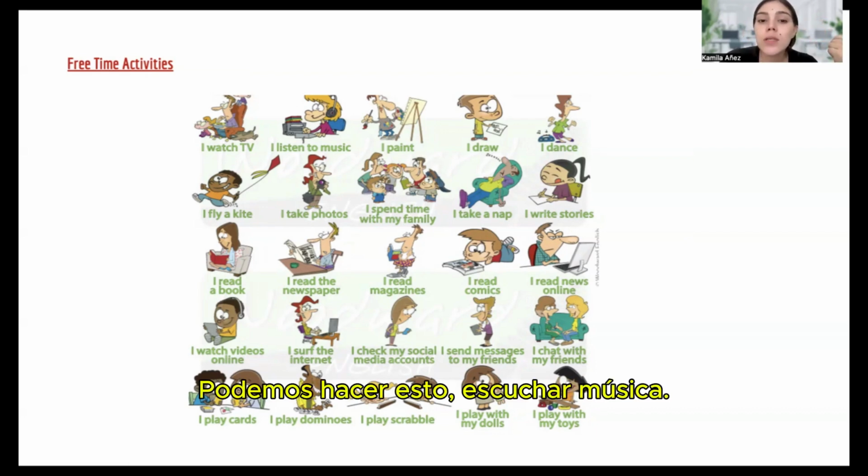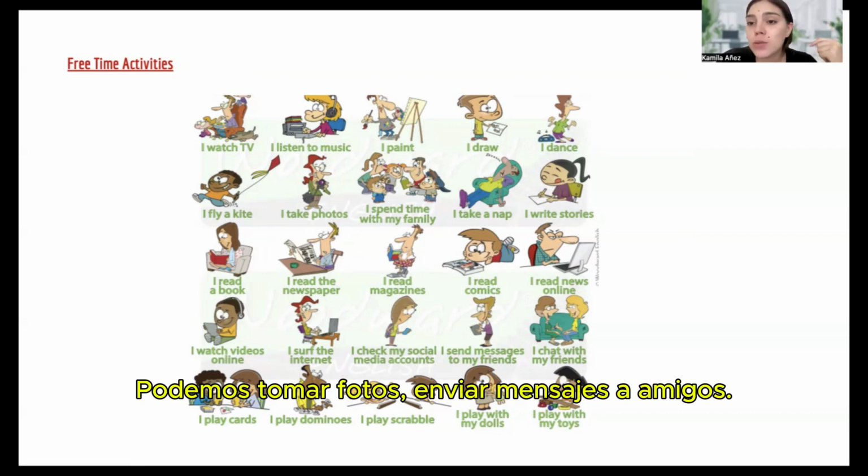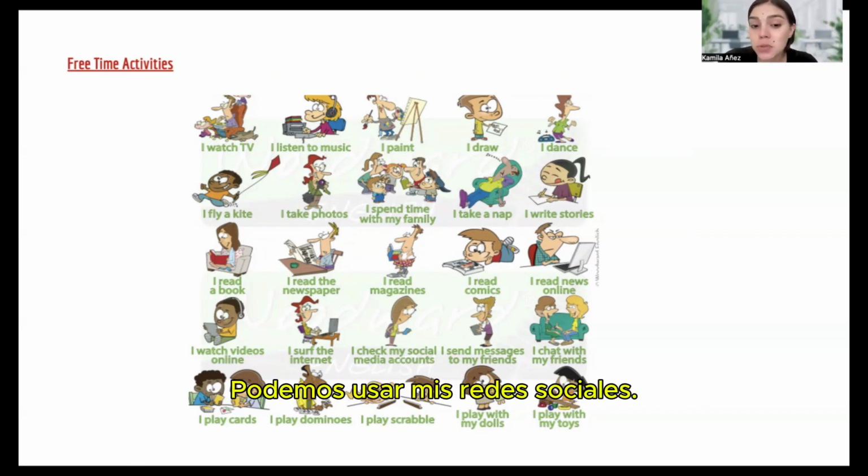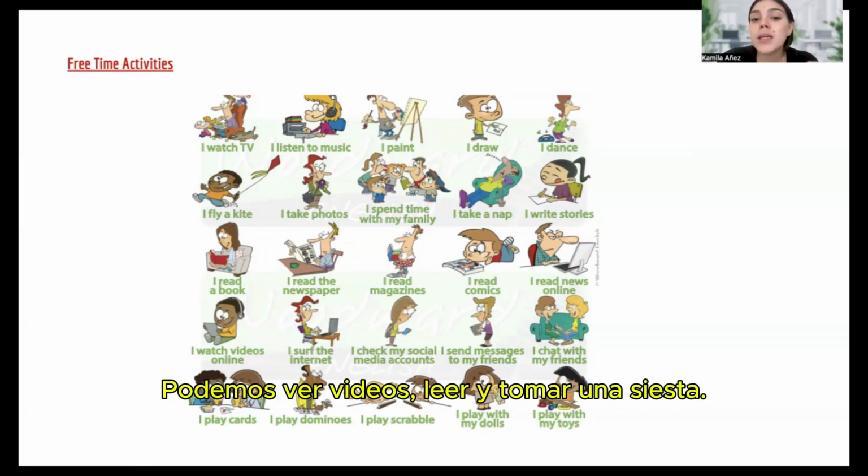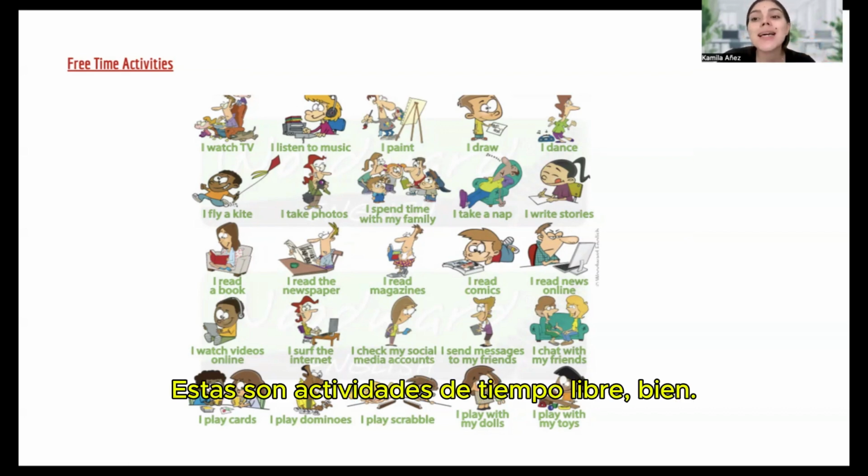We can listen to music. We can take photos. We can send messages to friends. We can check social media. We can watch videos. We can read. We can take a nap. These are free time activities.